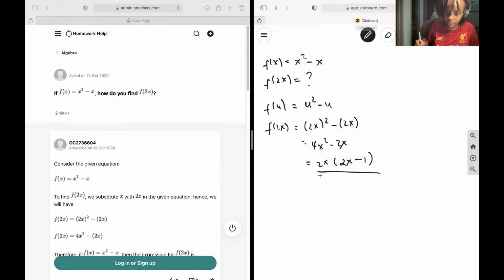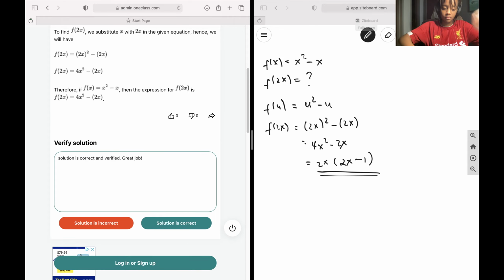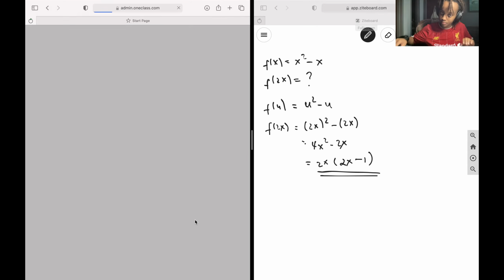And this is our final answer. On to the next problem.